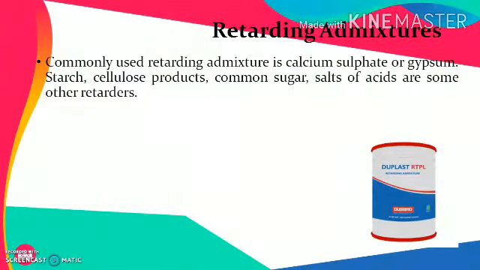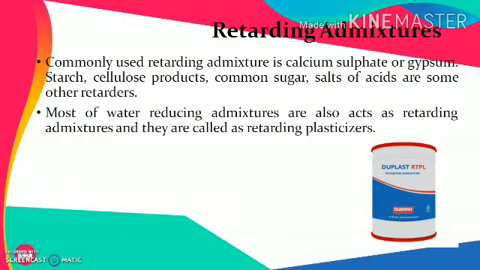The different types of retarders are calcium sulfate or gypsum, starch, cellulose products, common sugar, salts of acid and similar kinds of products. Most of the water reducing admixtures also act as retarding admixtures and they are called retarding plasticizers.